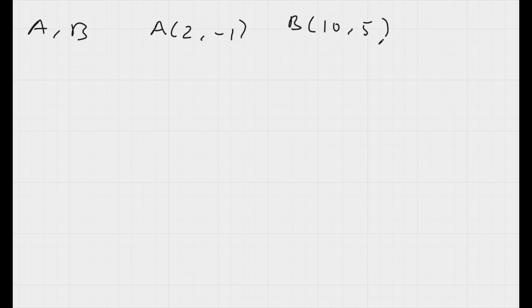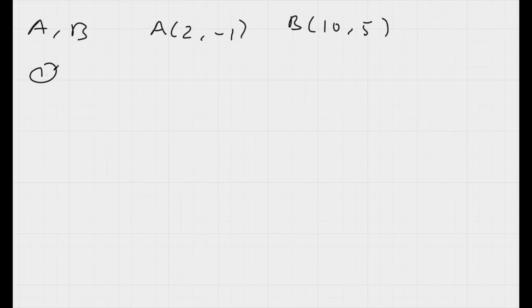And let's also look at a perpendicular bisector question. So the question goes as follows. The points A and B, respectively, have the coordinates (2, -1) and (10, 5). Find the equation of the perpendicular bisector of AB, giving your answer in the form ax plus by plus c equals 0, where a, b and c are integers.